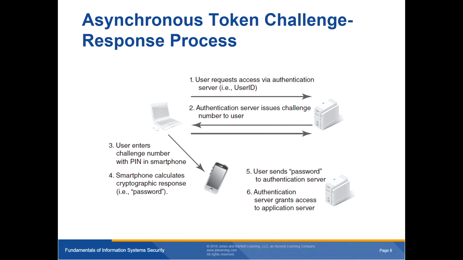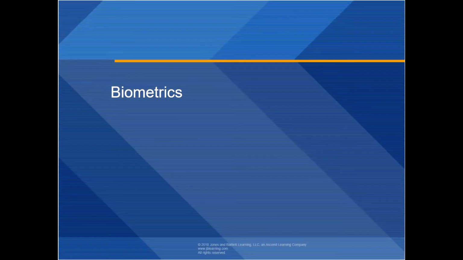Here we have the asynchronous token challenge response process. The user requests access by way of an authentication server, such as with a user ID. The authentication server issues a challenge number to the user. The user enters the challenge number with a PIN in a smartphone. The smartphone calculates the cryptographic response, in other words, the password. The user sends the password, in double quotes really, because it's not a real password, it's one that's been calculated, to the authentication server, and the authentication server grants access to the application server based on that correct password that was created. So we're going to talk now about biometrics.